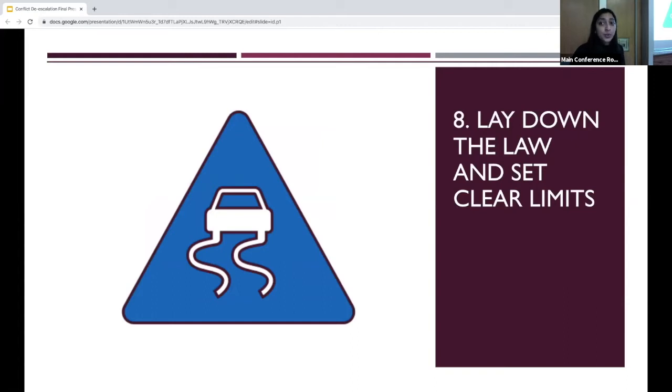Number 8 is to lay down the law and set clear limits. So it's critical that the patient be clearly informed about what acceptable behaviors are. We should set limits and demonstrate our intent. And we should acknowledge that if our patient is causing us to feel uncomfortable, we have to tell them. When we're telling them this, we also need to add that our desire to help them can be interrupted or derailed if this type of behavior continues.